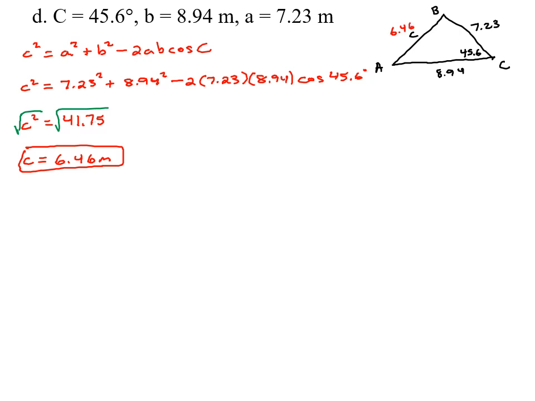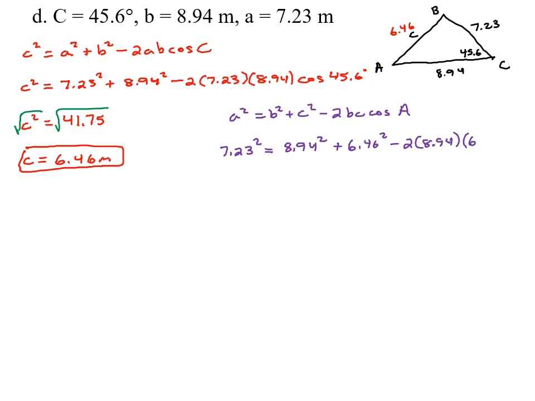And then I'll solve for angle A next, doing the same process that I did on the last one, using the formula that a squared equals b squared plus c squared minus 2bc cosine A. And just like on the last one, there's a lot of decimals here, and so I'll rearrange it and then I'll type it in the calculator. But the a, let's see, a is 7.23. I'll have 7.23 squared equals b, which was 8.94 squared, and c, which was 6.46, that's what I just found, minus 2 times 8.94 times 6.46 times cosine A.